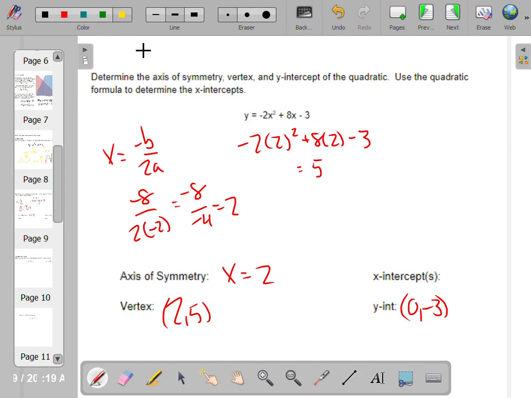Now the x-intercepts, you have to do the quadratic formula. So the opposite of b plus or minus the square root of b squared minus 4ac, all over 2a. I do the discriminant first. When I do these problems, where's my calculator? Come on, calculator, what's your deal?